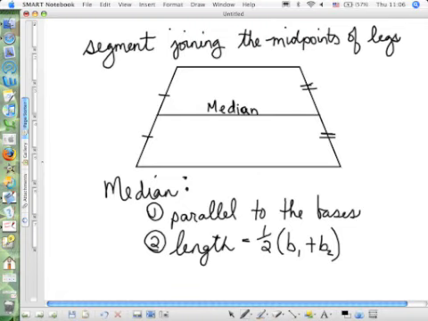Two other characteristics about a median are this. It is parallel to the bases. And the length of a median is equal to the average of the two bases. Well, how do you find an average of something? Add them together and divide it by however many there are. Right, so if you're adding two things, then you add them and you divide by 2, right? But if you want a pretty little formula, here it is. It's half the sum of the two bases.